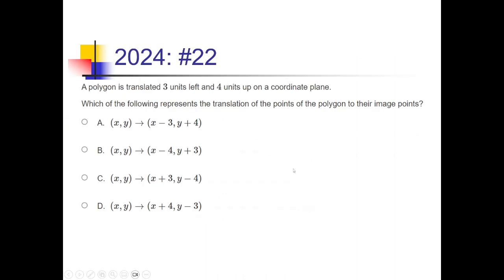For number 22, we have a polygon being translated left 3 units and up 4 units on the coordinate plane, and we just want to figure out how that's going to be written in terms of x and y values with these rules. So for going left 3, we're basically subtracting 3 from the x values, so I'll write that as x minus 3. For going up 4, we're adding 4 to the y values, so y plus 4. Now I just need to figure out whichever one of these has those two things in it. X minus 3, y plus 4, it looks like choice A.